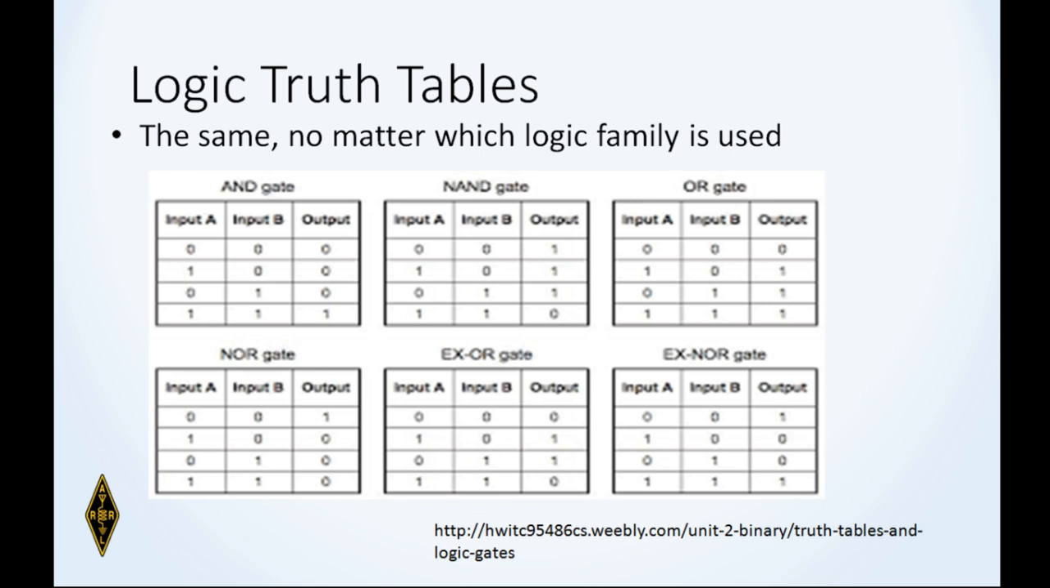One thing is that no matter what family of logic you use, whether it be diodes or switches or whatnot, truth tables are the same no matter what. So for an AND gate or an OR gate or any of the other types, the truth tables will always remain the same.